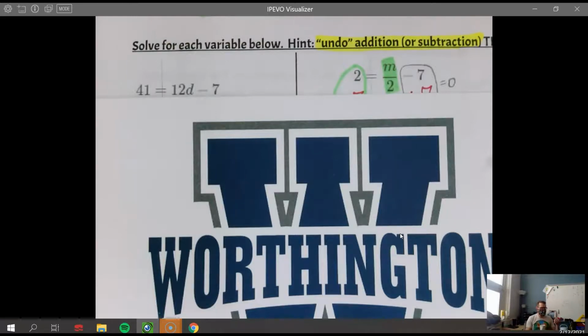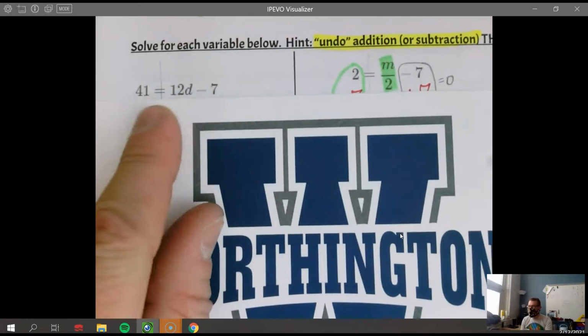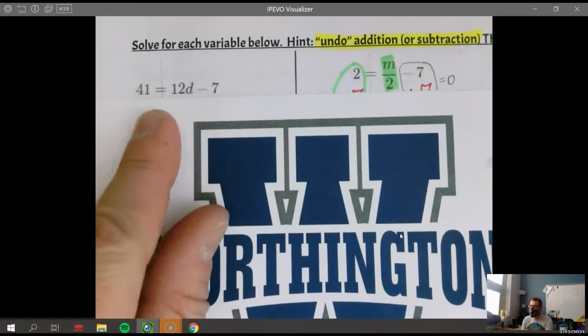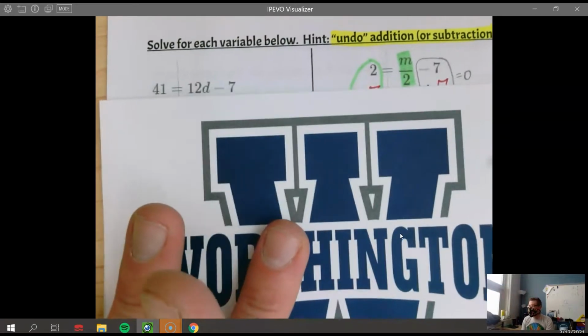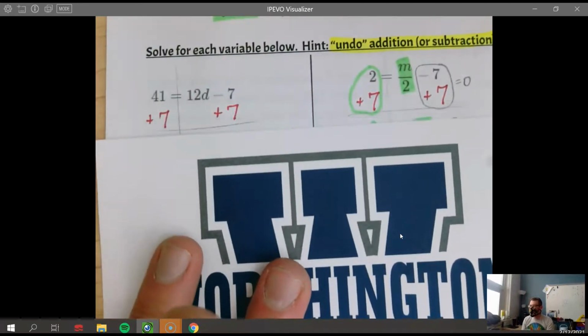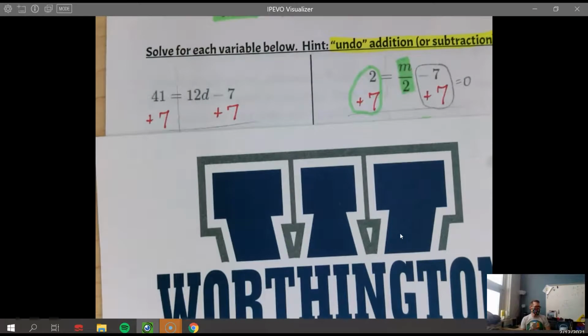I'm just going to keep circling the room. Adam, what do we want to do first in this equation? Yeah. And actually, you could say that for either of these. Both of those equations start by adding 7.